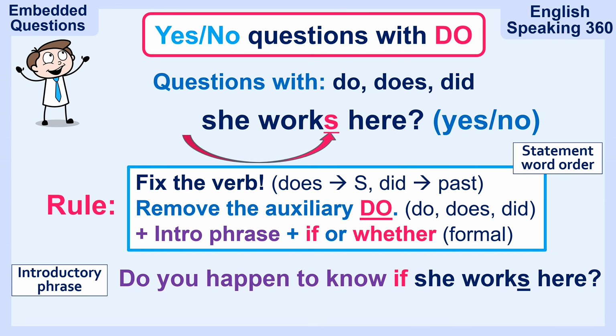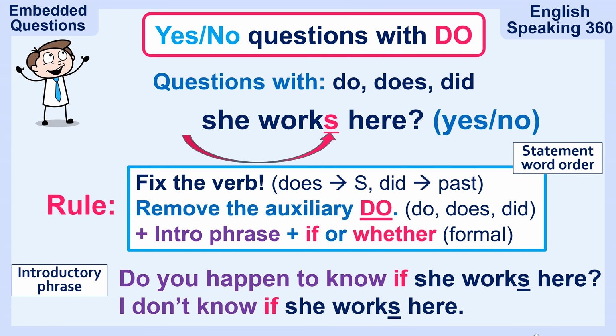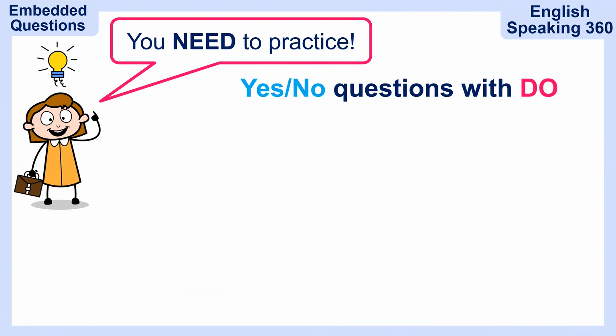Now, if you want to put it inside a normal sentence, you could reply to that question. Do you happen to know if she works here? I don't know if she works here. That's how it works for simple sentences. It's a little challenging to master, and that's why you need to practice.